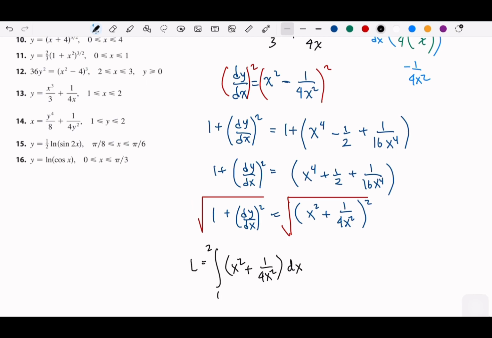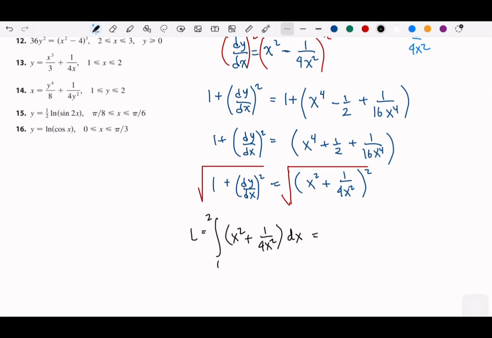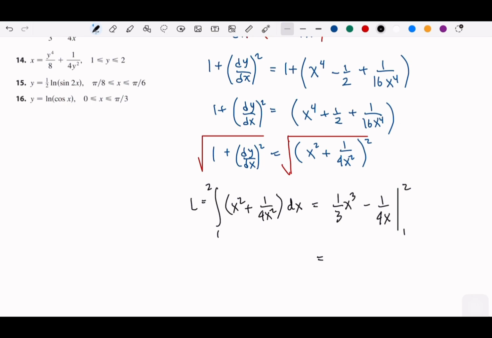I think we can easily convert this, right? So the integral of x squared is 1 over 3 x cubed. And 1 over 4 x squared is 1 over 4 times 1 over x squared, and the integral will be negative, right? Negative 1 over 4x. Yeah, you can check: if we differentiate, it brings back the original. And then plug in 1 to 2. So this will be 8 over 3 minus 1 over 8, minus 1 over 3 minus 1 over 4.